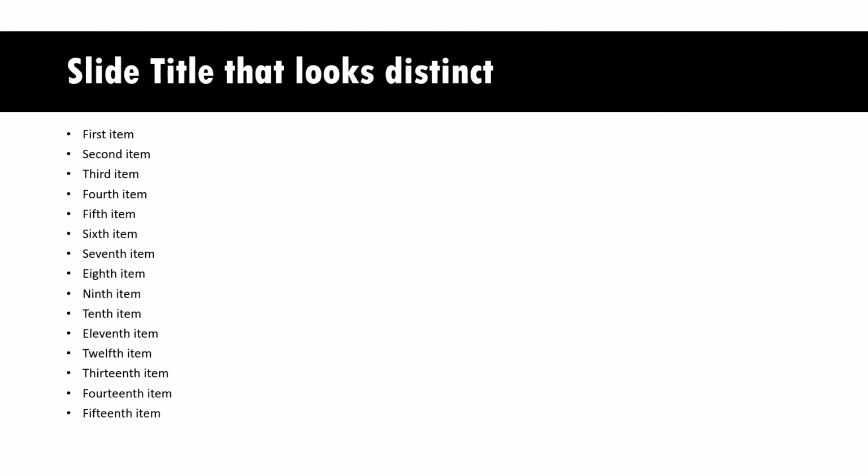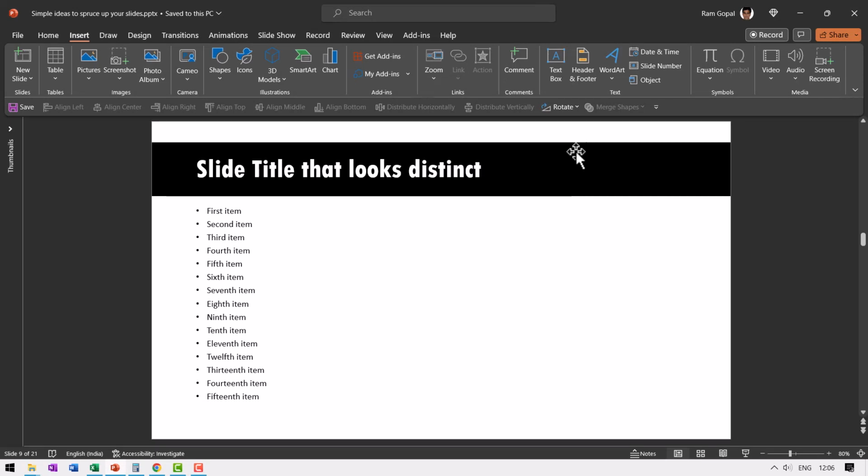Now see the difference in this case. All I did was to use a simple rectangle of a dark color, so the slide title is distinct from the rest of the body content. I also ensured that the title has a different font and has font size which is slightly bigger than the rest of the content. Just by doing this simple change, you can make your slides look far better.